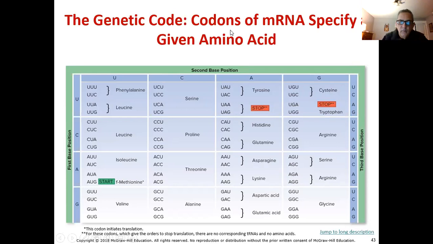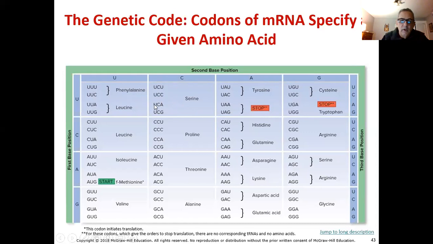The way you read this, you start on the left-hand side, UCAG. So if your codon starts with the U, you'll notice going across here, all these codons start with U. That's the first position here on the left. The second position is in the middle. It's read from the top. So for example, if you had UC, you would go over here. Third position, or the last one, is read from this side of the chart.